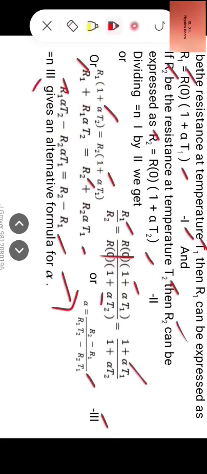Now, equation 3 gives an alternative formula for alpha, the temperature coefficient of resistance, whether positive or negative. If alpha is positive, the expression is as shown. If alpha is negative, then in place of alpha we will have minus alpha.